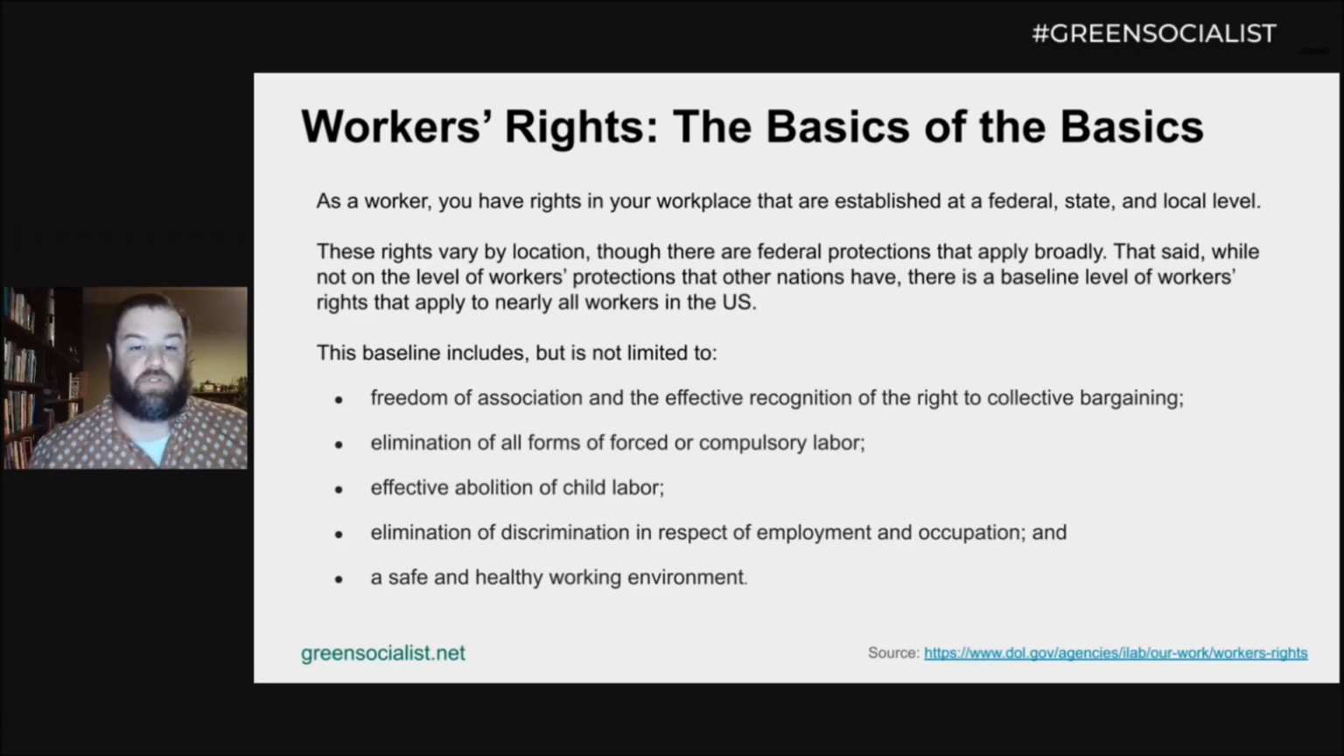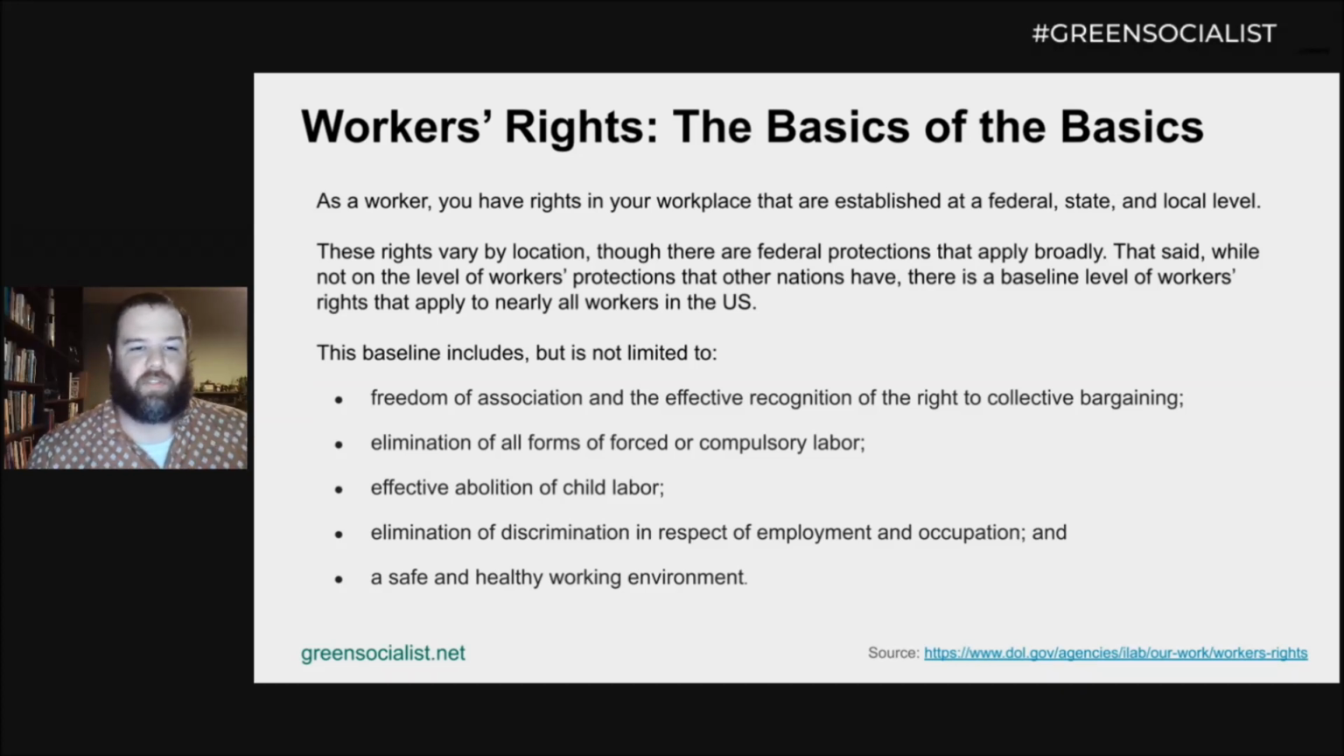So that baseline includes, but is not limited to, freedom of association and the effective recognition of the right to collective bargaining, right? We're not going to get into organizing unions today, but you can. It is a protected right. Workers have the right to collectively organize in the United States, and that is with or without a union, which we'll get into a little bit later.